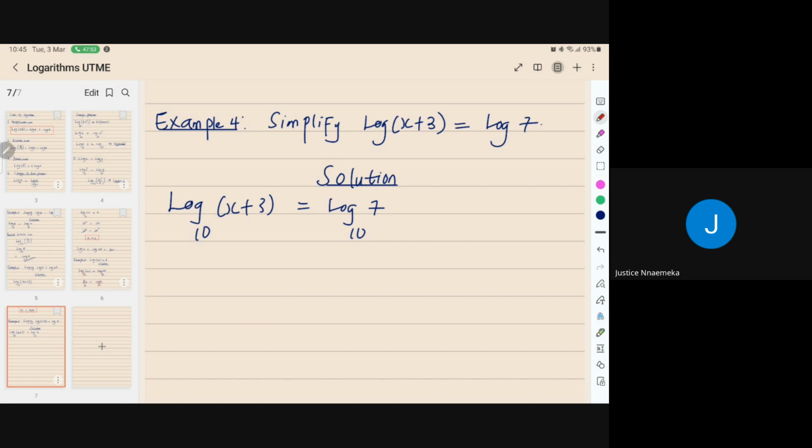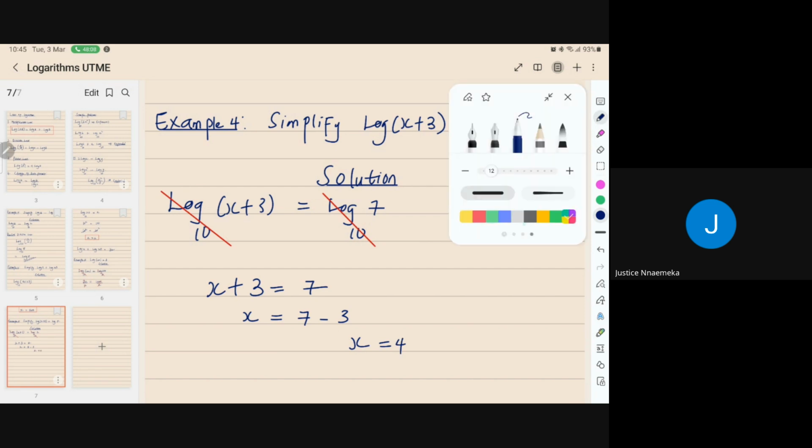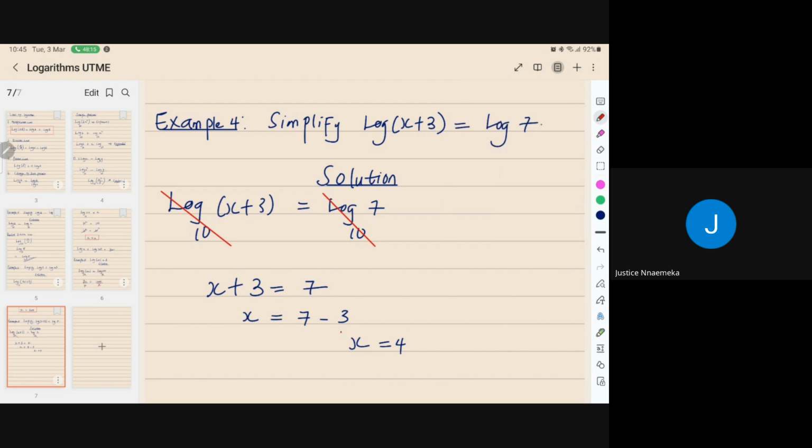Now, our rule at this point is that this can cancel out. 10 can cancel 10. We're now left with something. We now have that x plus 3 is equal to 7, so that x is equal to 7 minus 3, and the value of x is equal to 4, right? So that's the role that plays for us to simplify whatever thing we're looking for. Therefore, we have that x is equal to 4.